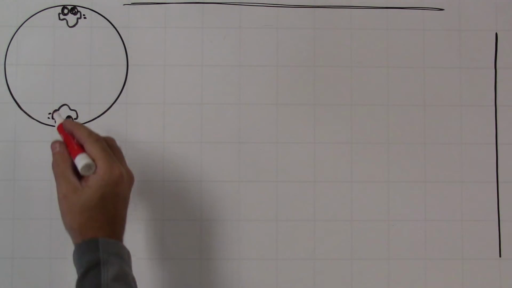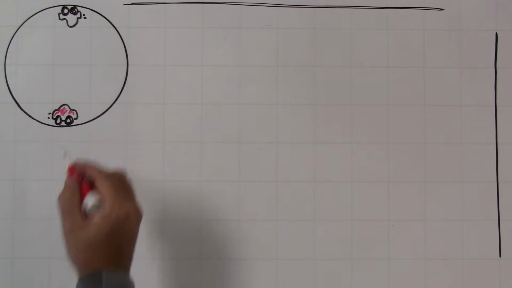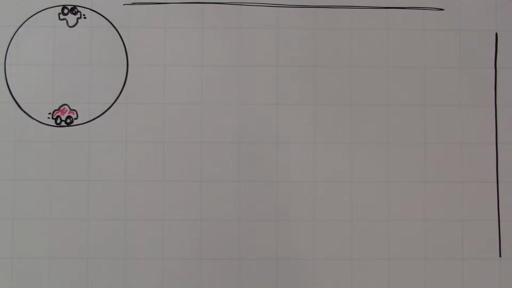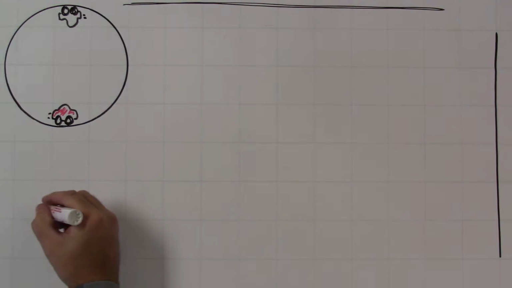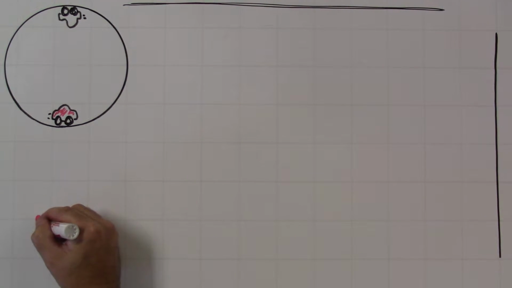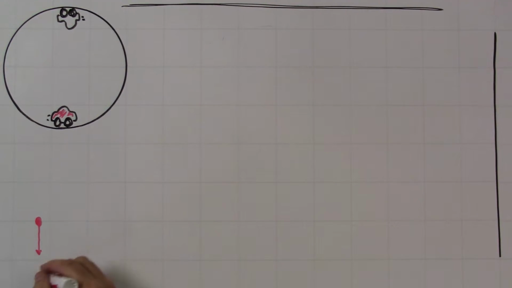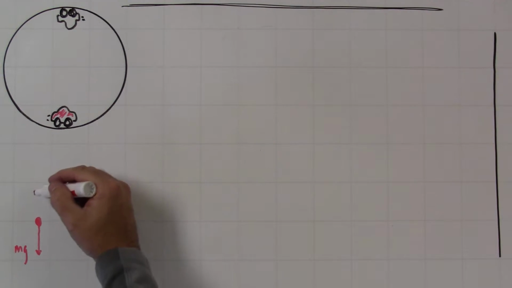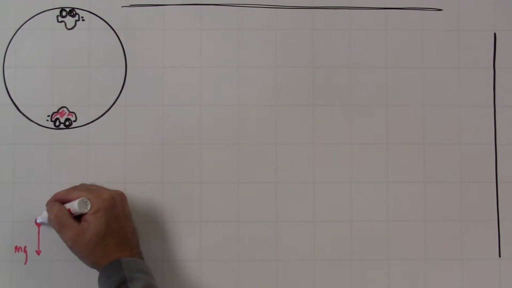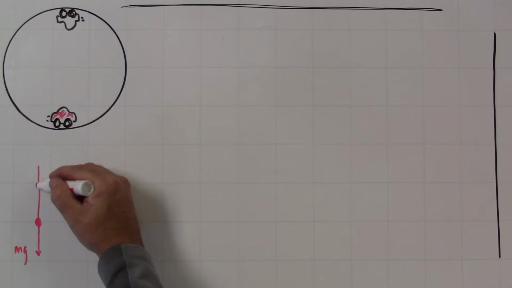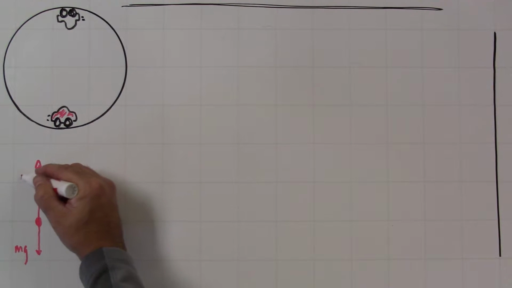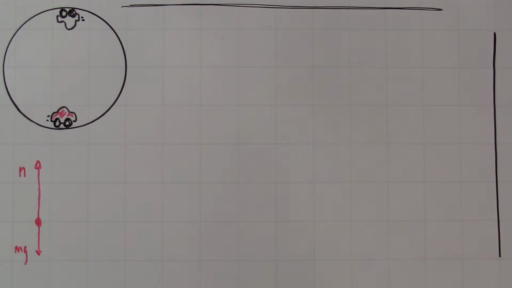So let's do the bottom first. Let's make this one the bottom red. And the force on the car when he's at the bottom are obviously mg, the force of the earth pulling down, and then since he's at the bottom of the circle, the track or the cage or whatever, the road, has to push him up. That's a force exerted by a surface. We call that the normal force.